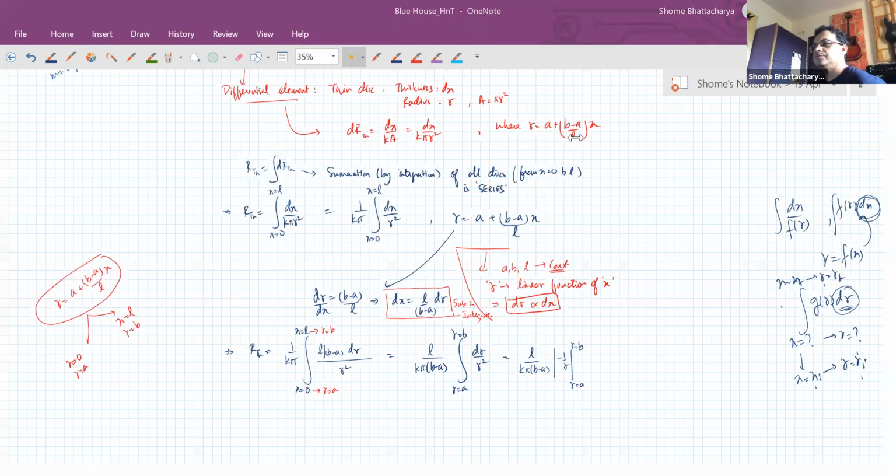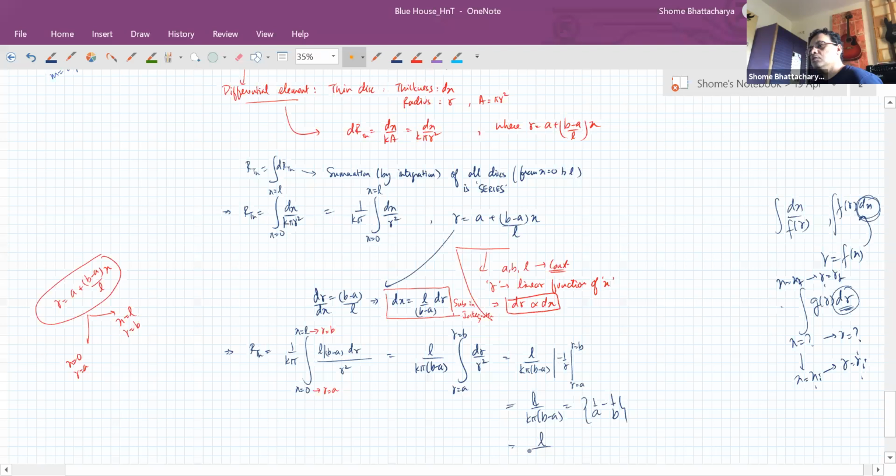Okay, so this is clear? Because of the minus sign, this will become 1 by a minus 1 by b. So further, this will become L upon K pi ab. The thermal resistance will become L upon K pi ab.